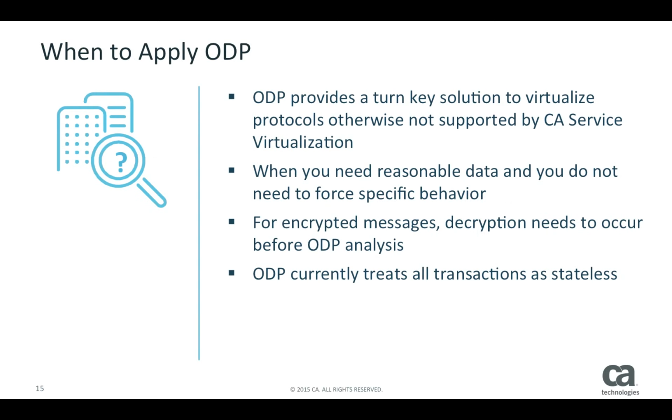Okay. One thing that often comes up, everyone always asks me, is when should I use ODP? ODP, like I said, provides that turnkey solution to virtualize a protocol that you do not support today. Whether CA doesn't support it today with our service virtualization, or it's something that nobody understands or nobody even knows what the protocol is, ODP can really help with that. You do need some reasonable data in the ODP library in order to make it smart enough to be able to match and respond correctly. Like I said, at least 2 of each operation.